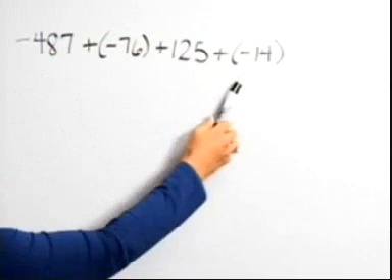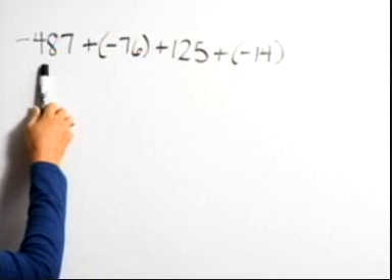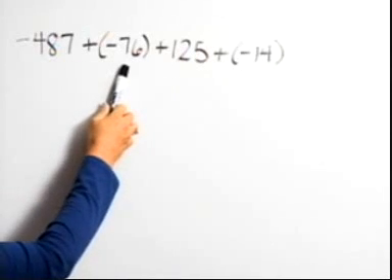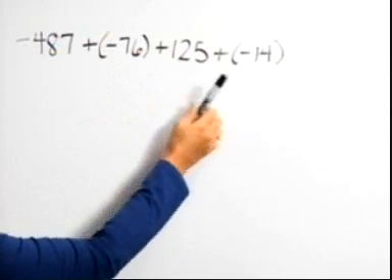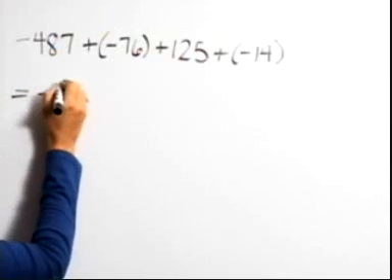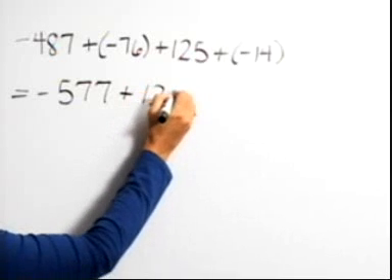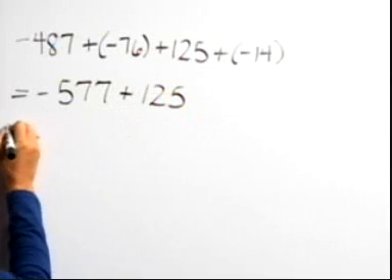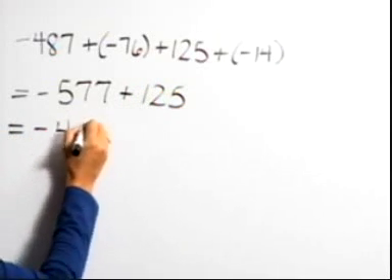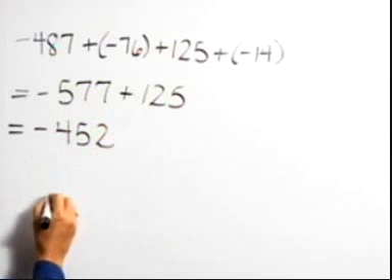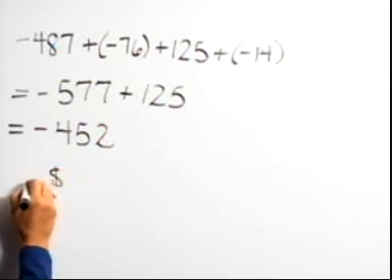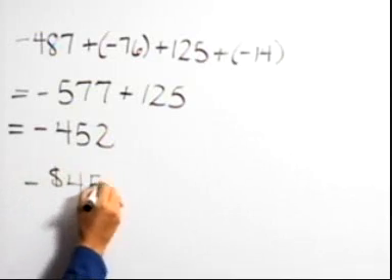When we group the negatives together, our negative 487, negative 76, negative 14 will give us a negative 577. We'll add that to the $125 payment. That'll give us a negative 452. In other words, Allison's balance is a negative $452.